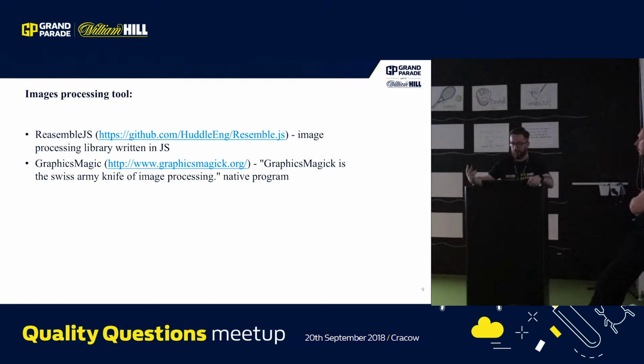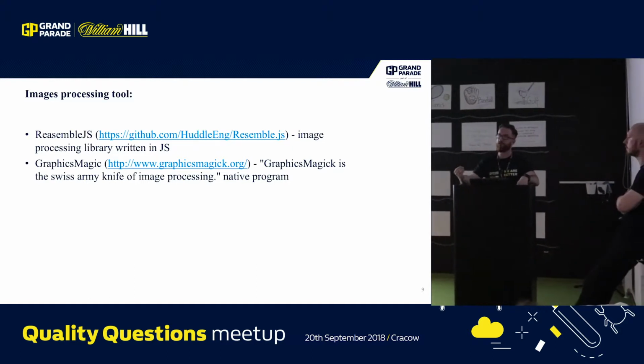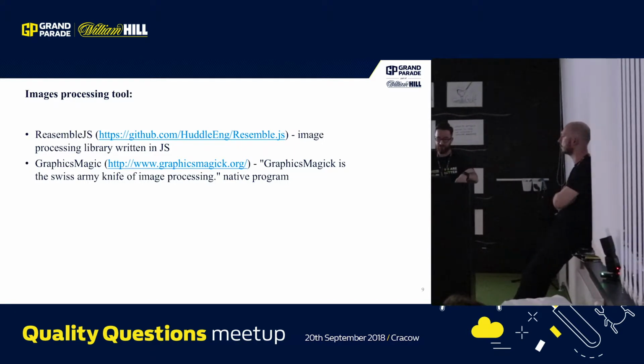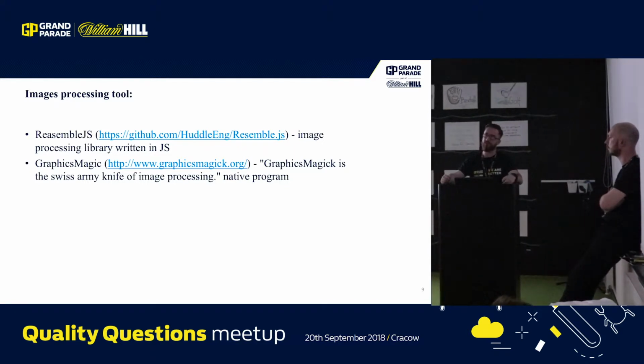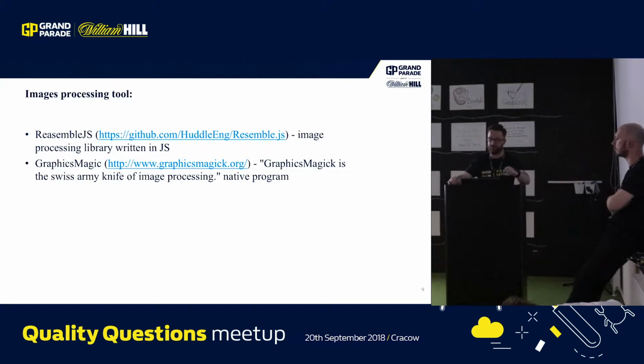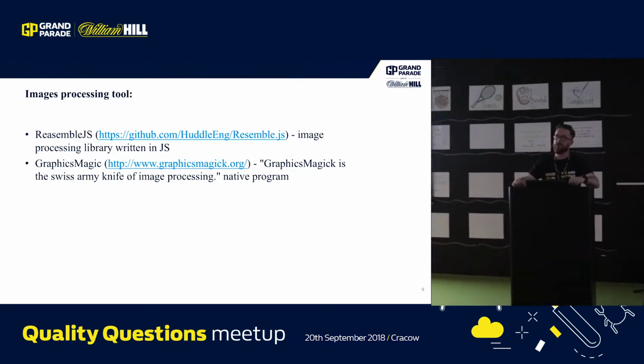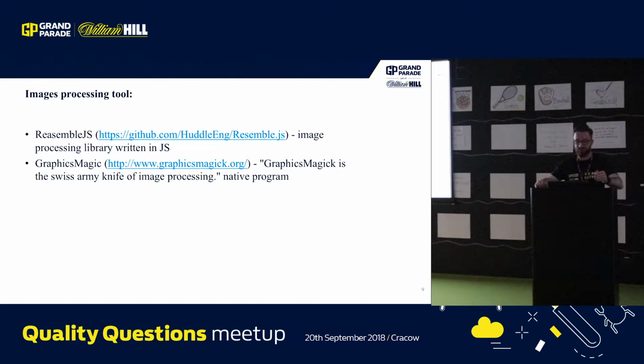We have two options for choosing the image processing library here. By default, this is ResembleJS. To be strict, it's a modification called node-resemble.js. It's an image processing library written in JavaScript. And the second one is GraphicsMagick, which the owners of the application call the Swiss Army knife for image processing. It's a native program, so as you can guess, if you want performance, we should choose this second option.